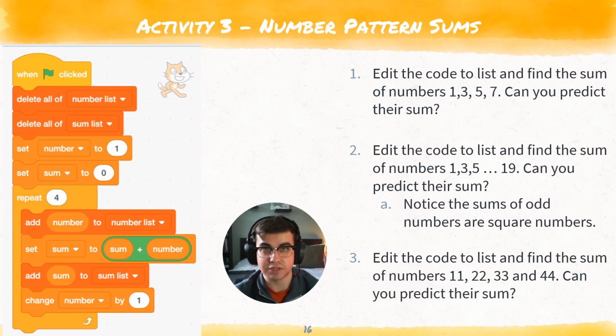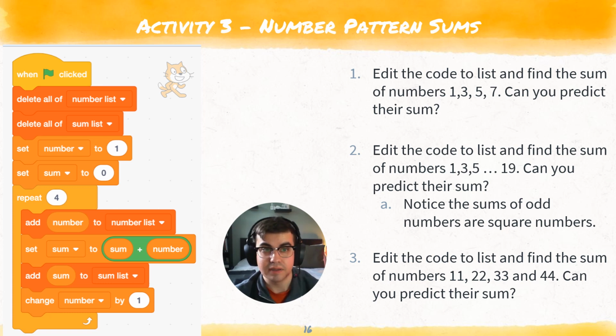Activity 3 instructions. Step 1. Edit the code to list and find the sums of numbers 1, 3, 5, and 7. Can you predict their sum? Step 2. Edit the code to list and find the sums of numbers 1, 3, 5, all the way to 19. Can you predict their sum? Part A. Notice the sums of odd numbers are square numbers.